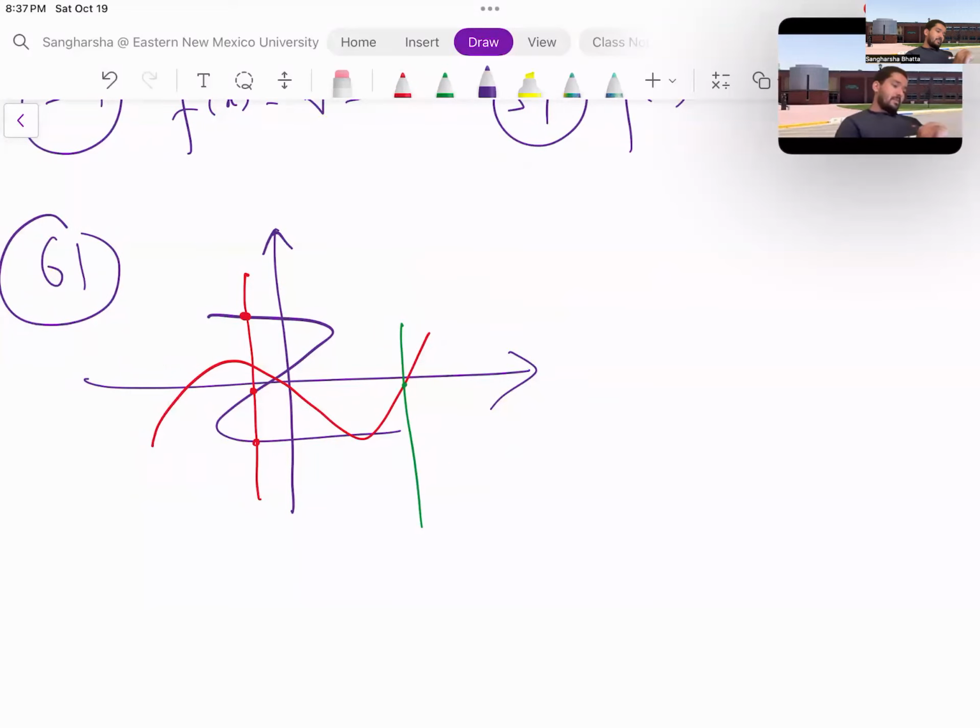If we have something like this one, this is not a function. You draw the vertical line, okay? And if your vertical line crosses more than 1 point, then your graph is not a function. So that's 61. Next, we have 62.